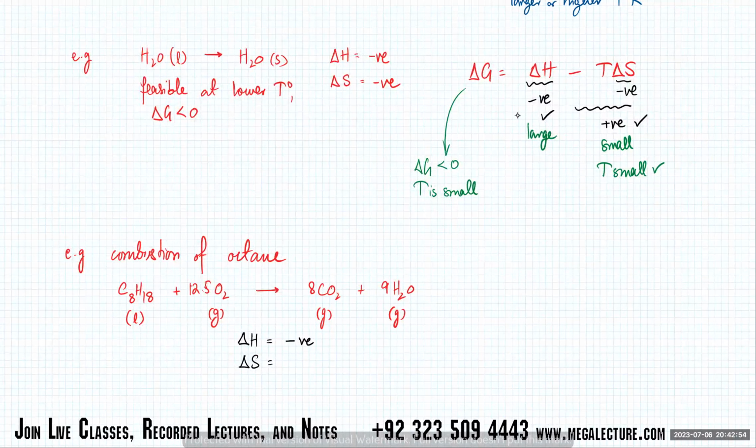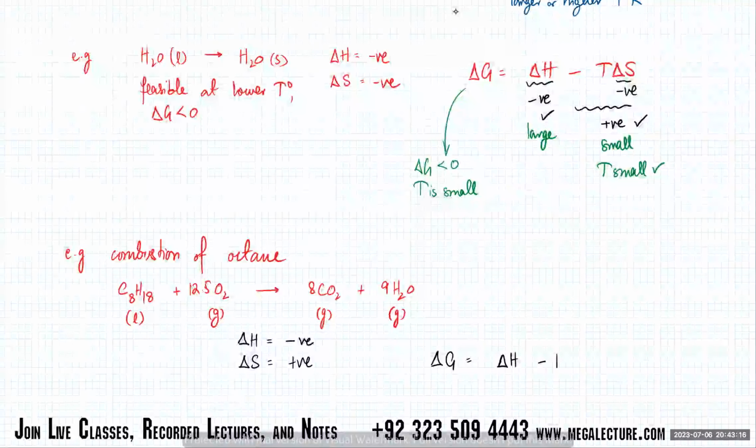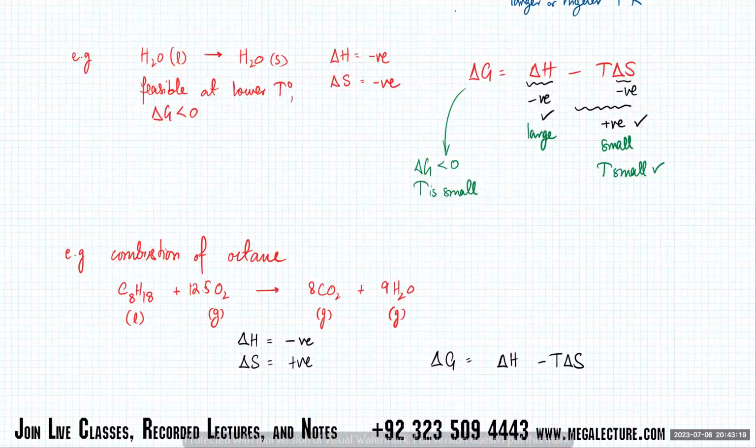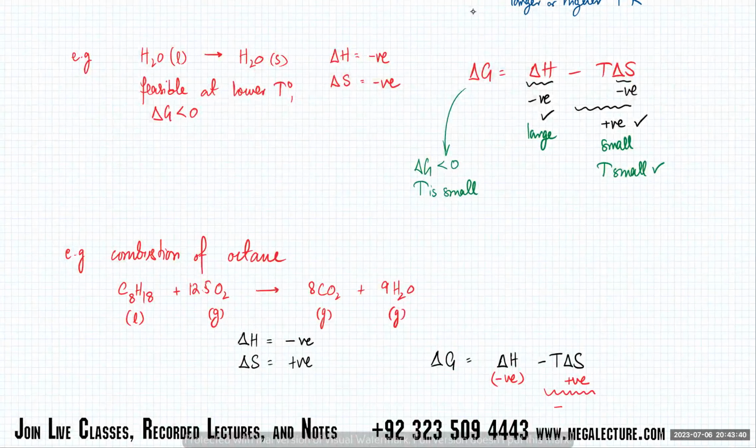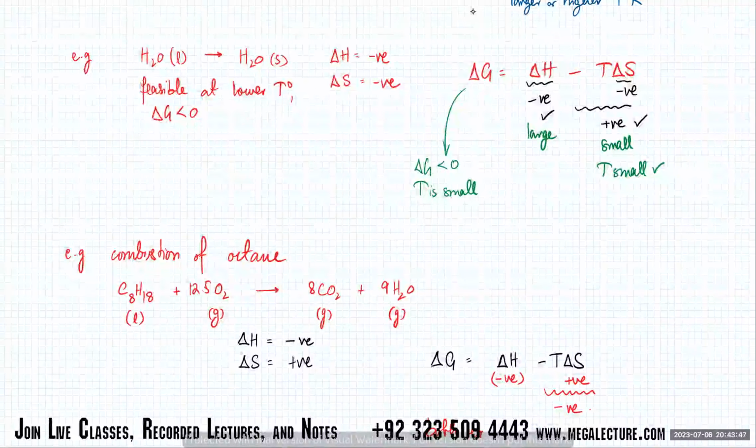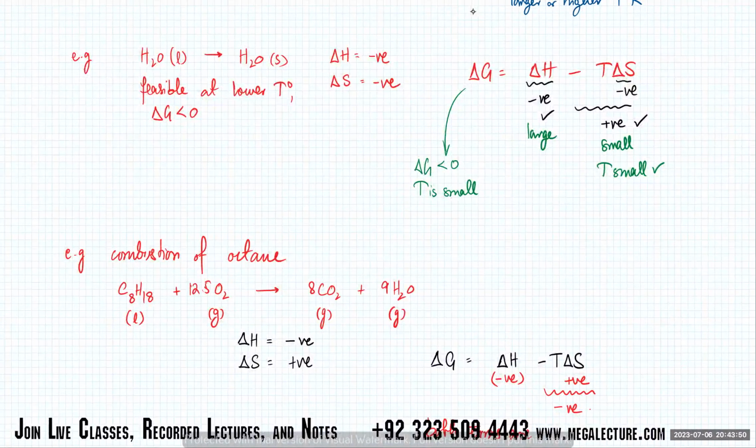So I want to know, okay, when this reaction will be feasible, right? So when this reaction will be feasible, delta G is equal to delta H, the enthalpy change, and the work that is produced due to entropy change. So now delta H happens to be negative, and your delta S happens to be positive. Now, because of the negative sign, this side is also negative. So that means both terms happen to be negative.